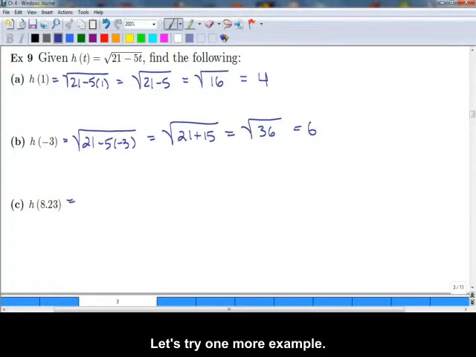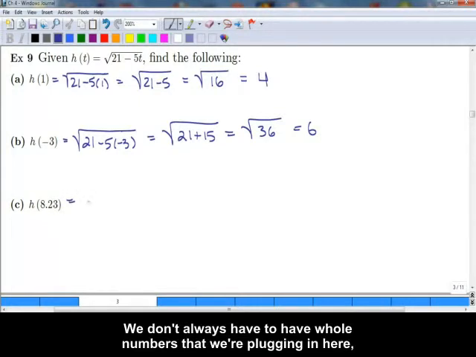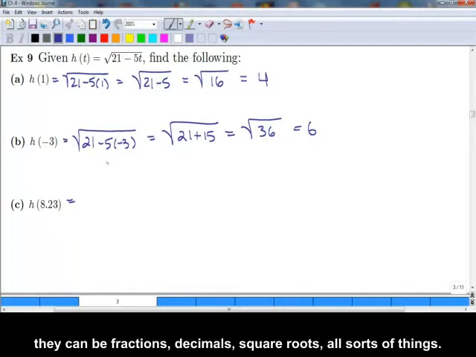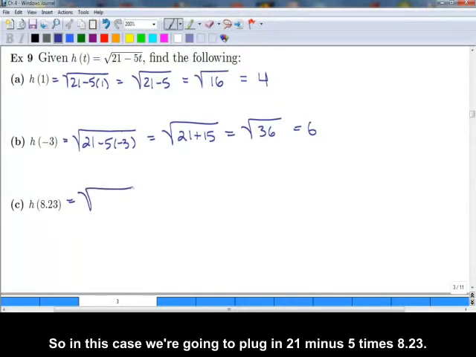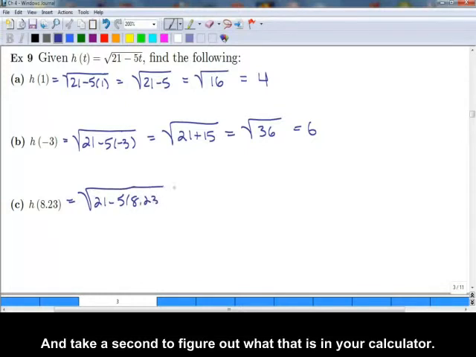Let's try one more example. We don't always have to have whole numbers that we're plugging in here. They can be fractions, decimals, square roots, all sorts of things. So in this case, we're going to plug in 21 minus 5 times 8.23, and take a second to figure out what that is in your calculator.